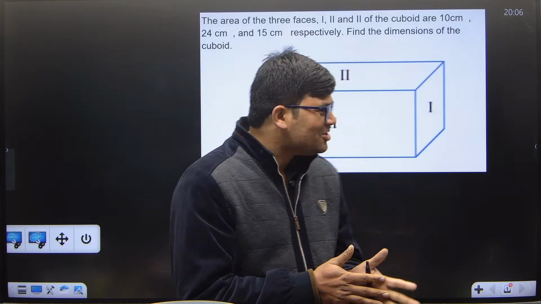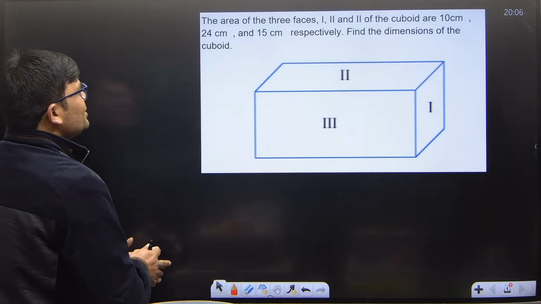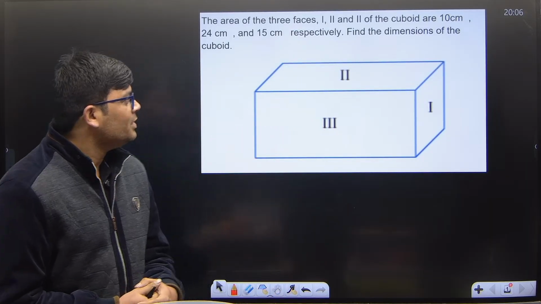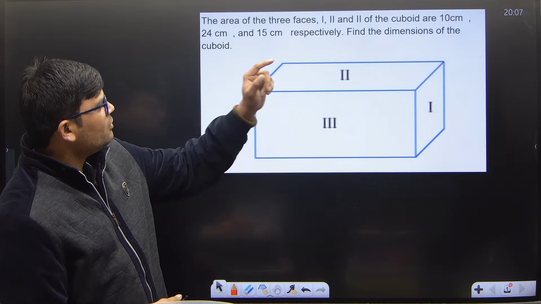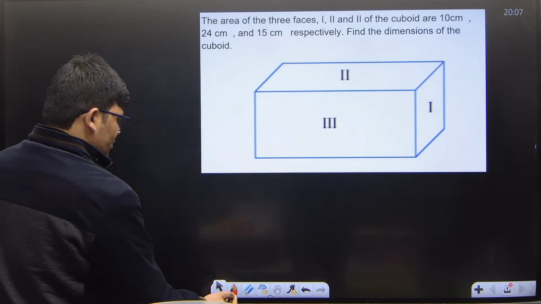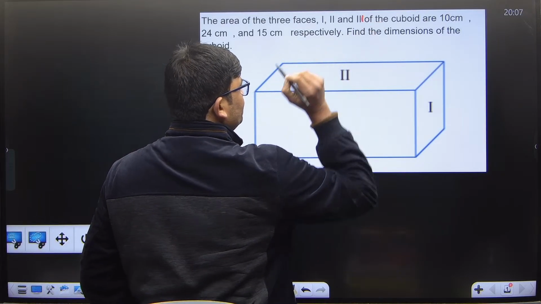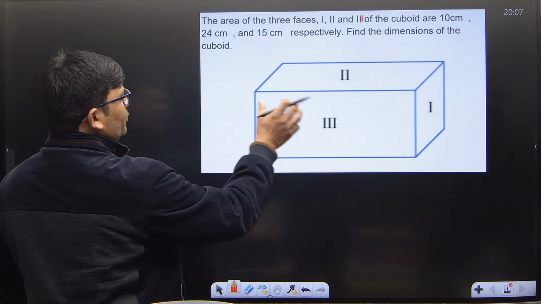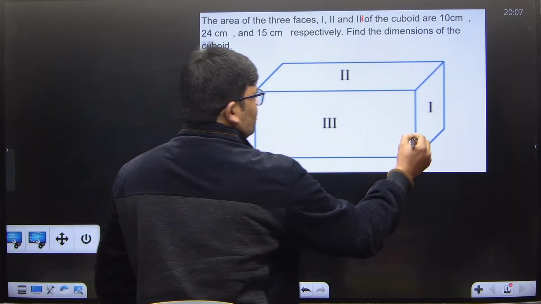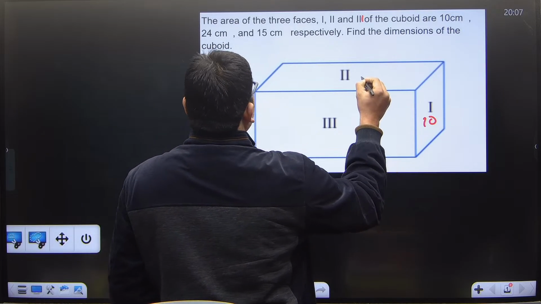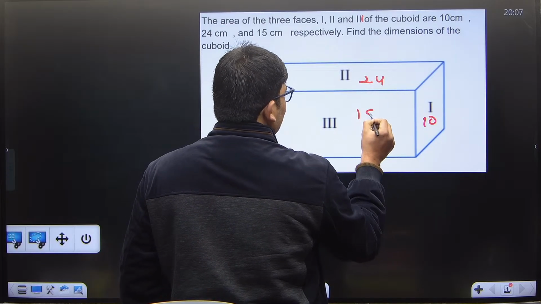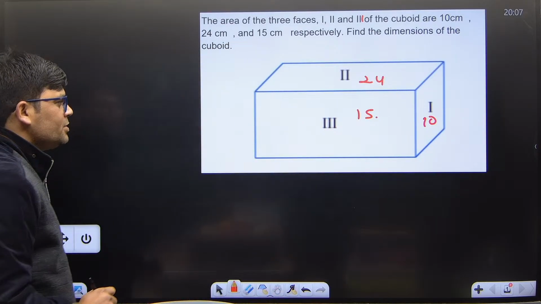तो चलो शुरू करते हैं। So the first question is: the area of three faces 1, 2 and 3 of the cuboid are, this should have been 3, the areas of the three faces of the cuboid are 10, 24 and 15 centimeter square. So this is 10, this is 24 and this is 15. Find the dimensions of the cuboid.